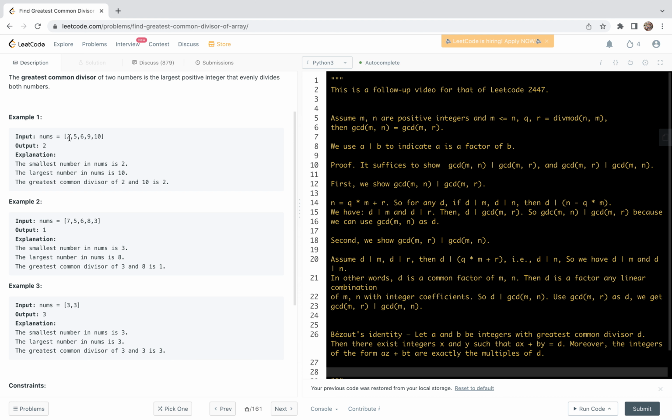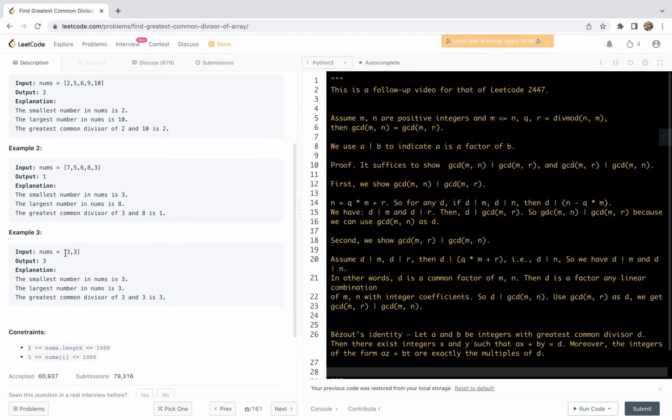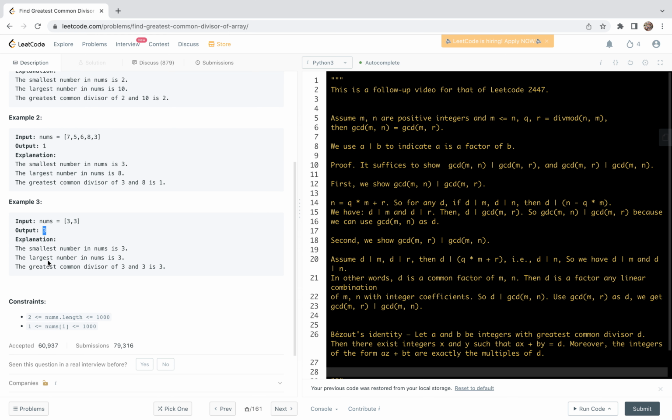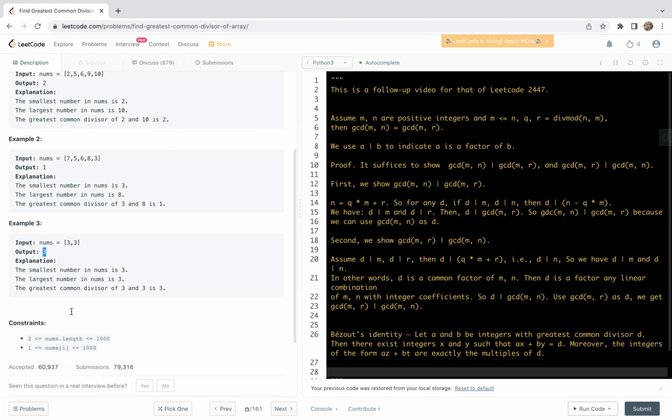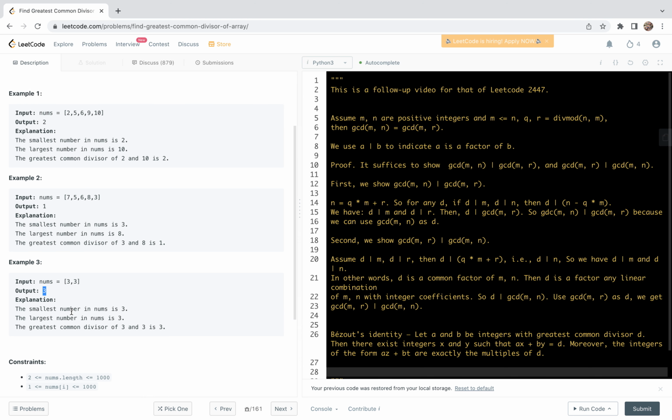So here are three examples. Let's look at one of them. In example 1, the smallest one is 2 and the largest one is 10. So the GCD is 2, so we return 2. In the third one, the elements are unique as a set, so the return is the unique element, that is 3. Here the length of nums is bounded below by 2 and bounded above by 1000.